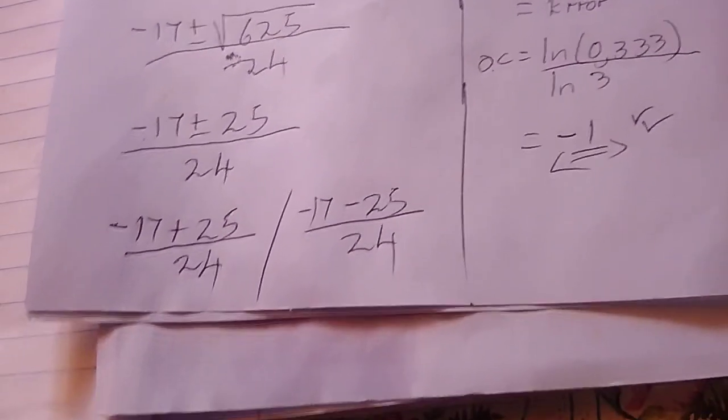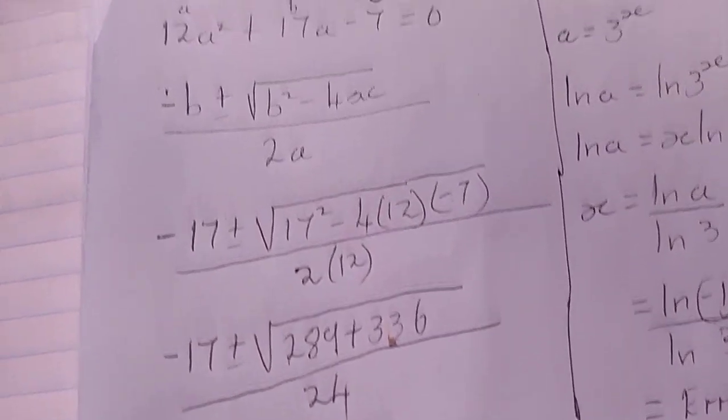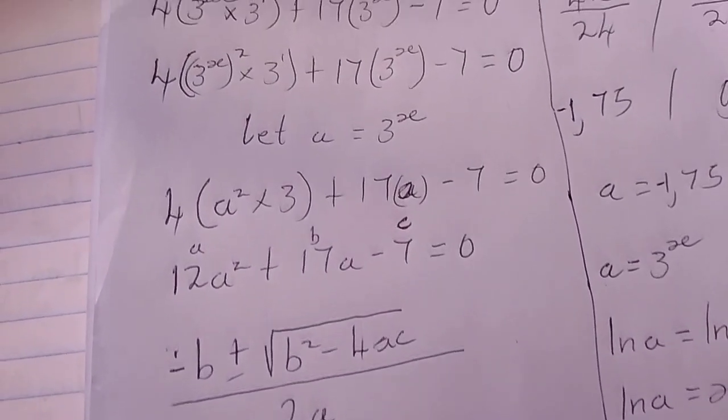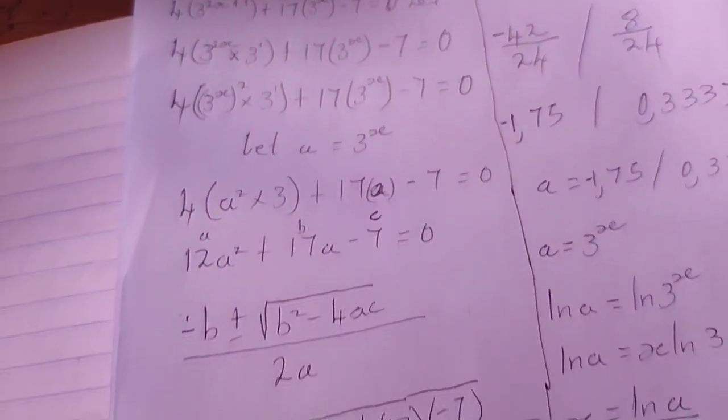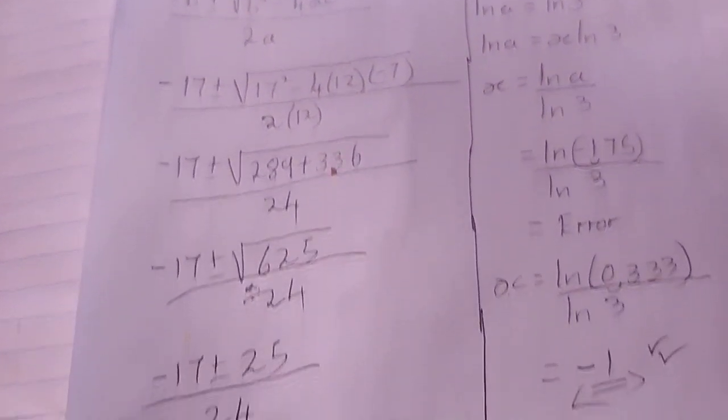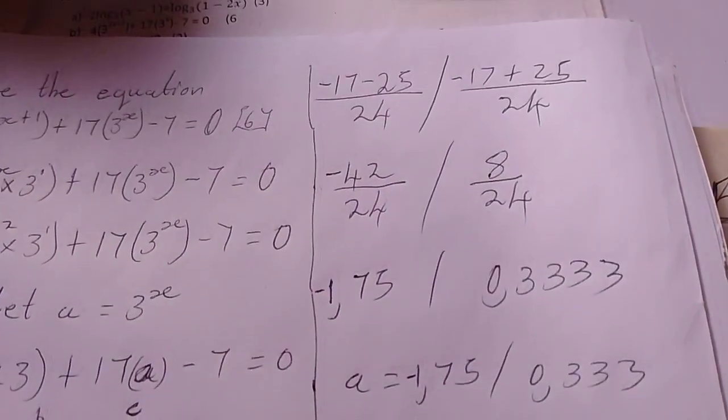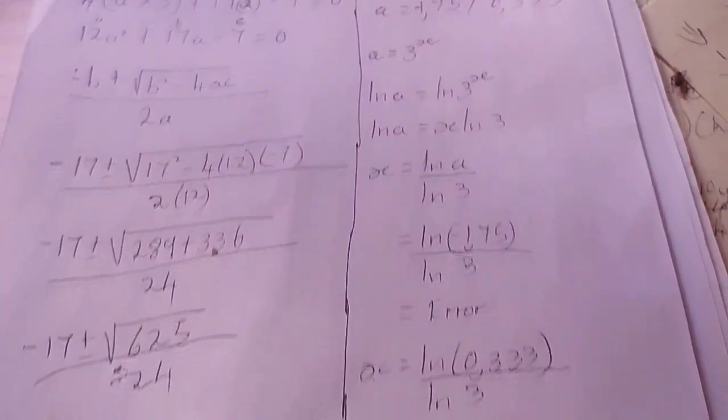You can go through this, guys. Make sure you don't leave out a stage here, because those 6 marks don't just come. You have to make sure each stage is done correctly. So this is how you solve equations involving logarithms and indices, guys.